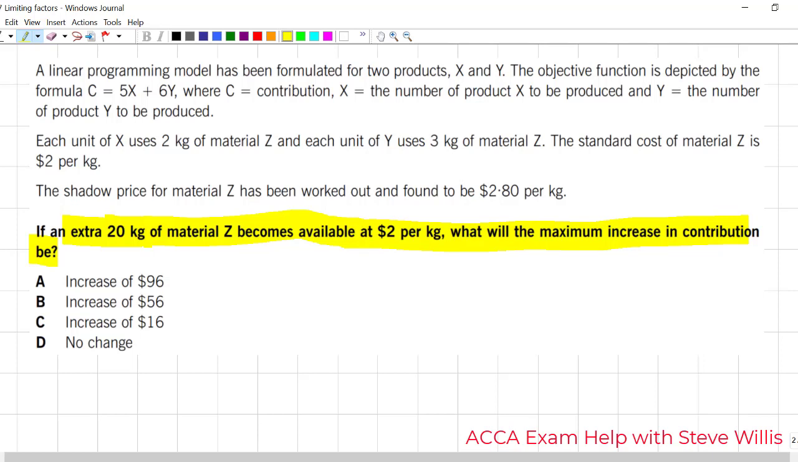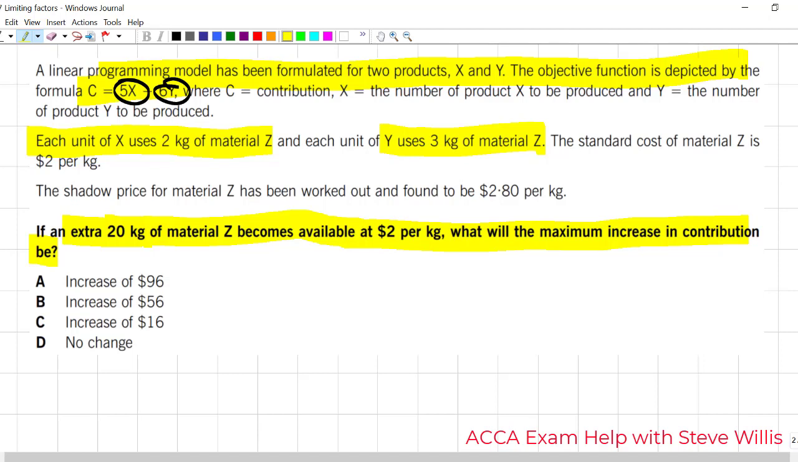A linear programming model has been formulated for 2 products. The objective is C equals 5x plus 6y. That would be contribution per unit for each product. Okay? Each unit of x takes 2 kilos of z, and each unit of y takes 3z.